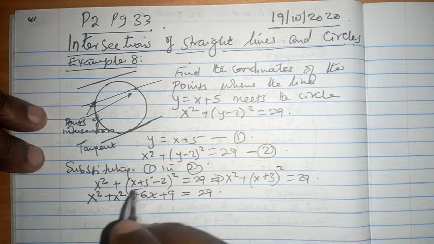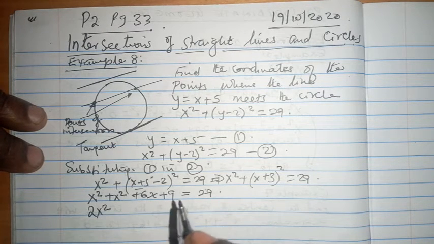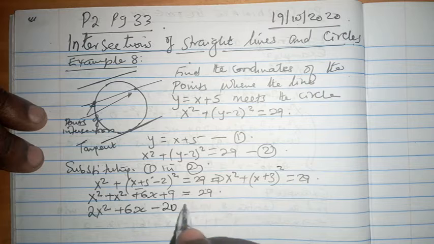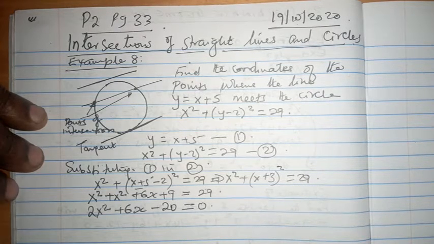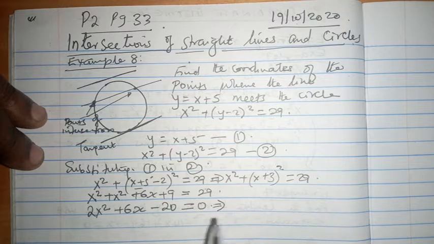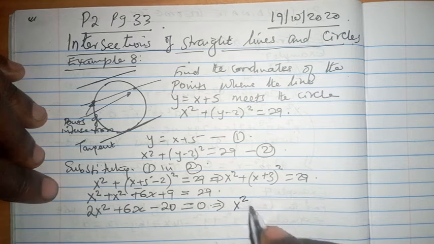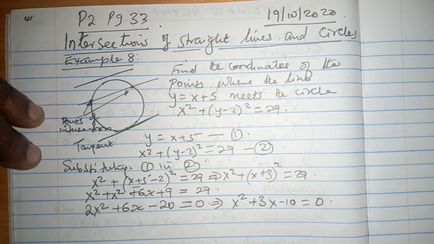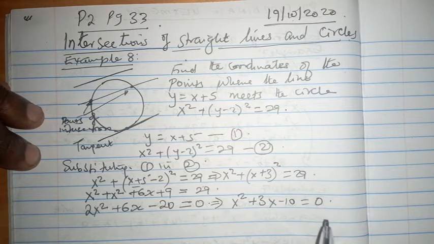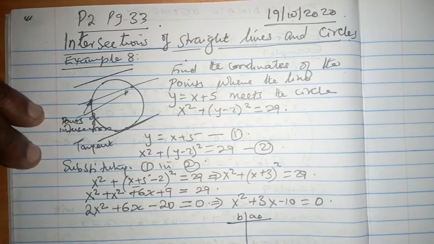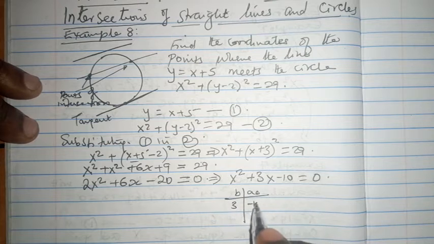Having said that, x squared plus x squared is 2x squared, plus 6x, of course, minus 20 is equal to 0. Now it is a perfect quadratic equation, and even before we go further, we can divide everything by 2 to have x squared plus 3x minus 10 is equal to 0. At that point, we can solve this quadratic equation using whatever method. But let us try the factorizing method, and we talk about b and ac. Our b is 3 and ac is minus 10.